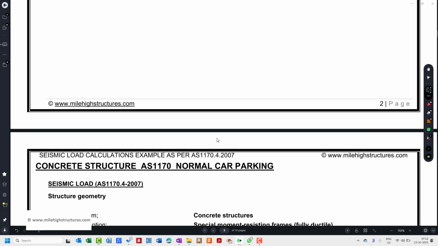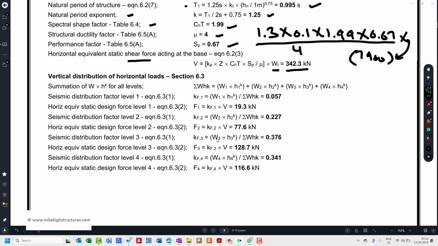After that, we do need to divide this horizontal equivalent static force on the various multiple levels. So what we can do here is that summation of wi into hi to the power k for all levels, and because we have 4 number of levels, there shall be 4 summation terms. So w1 into h1 to the power k, plus w2 into h2 to the power k, plus w3 into h3 to the power k, plus w4 into h4 to the power k. So kF1 is basically w1 into h1 to the power k divided with the summation of w into h to the power k. So this value comes out to be 0.057.